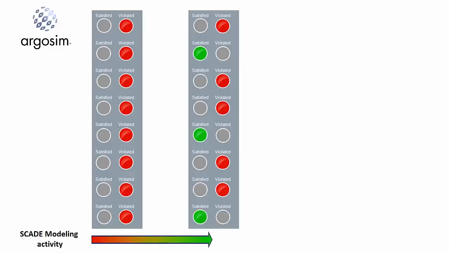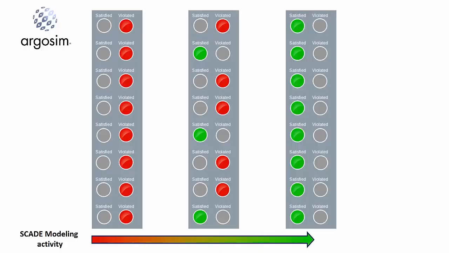In fact, you can visualize the design activity like this. Initially, the SCADE model is very incomplete and does not meet any of the requirements. As you complete the design, at each step Stimulus verifies that the requirements are being fulfilled. Finally, when the model is complete, Stimulus confirms that all the requirements are fulfilled, even after intensive simulations.